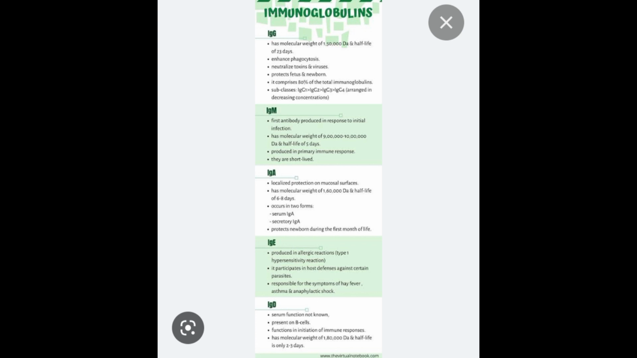Hinge region: this is the region at which the arms of the antibody molecule form a Y. It is called a hinge region because there is some flexibility in the molecule at this point. In this region, the bonds are all covalent bonds.